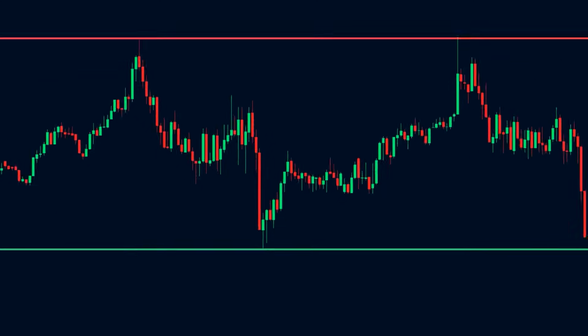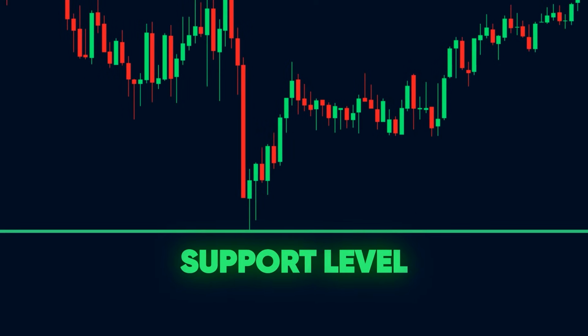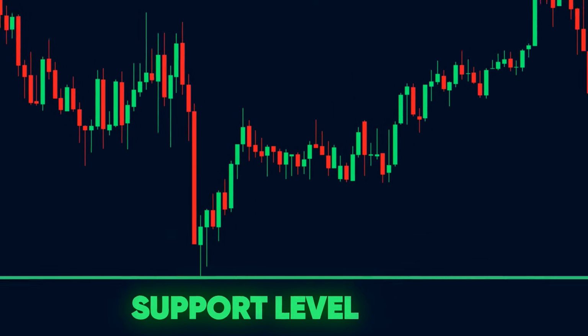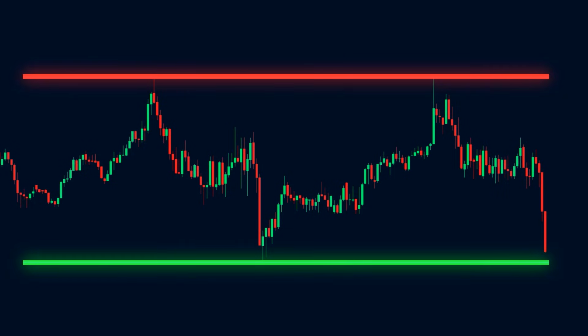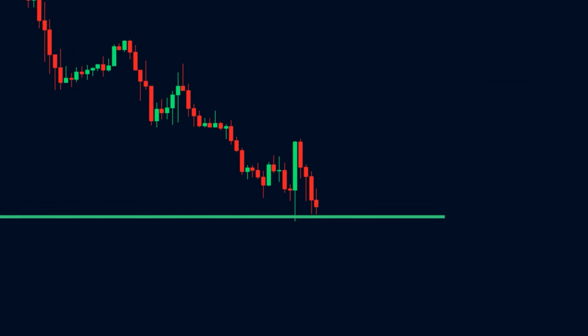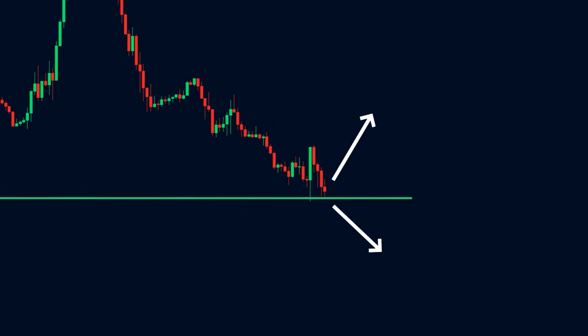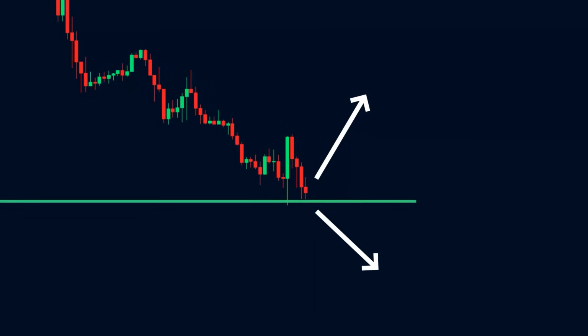Support and resistance are the foundation of every trading strategy, but most traders don't really understand what they're looking at. Support is a price area where buying pressure is strong enough to stop price from falling. Resistance is a price area where selling pressure is strong enough to stop price from rising. These aren't random lines. They're areas where large market participants have positioned themselves. When price approaches these areas, one of two things happens. Either price reacts and reverses, or it breaks through and continues. That decision is where trading opportunities come from.